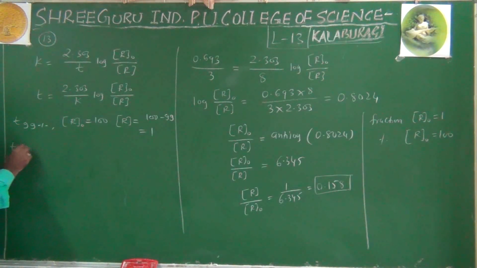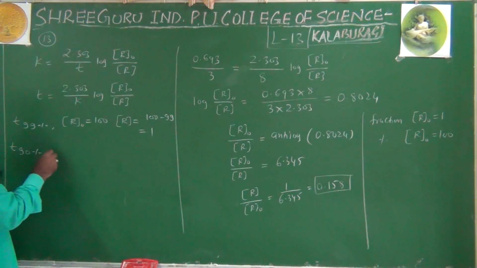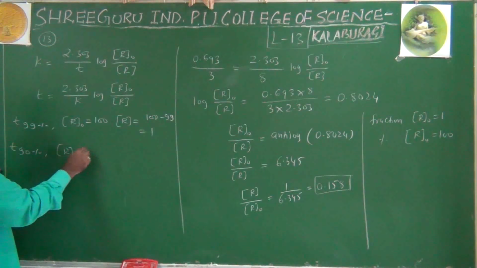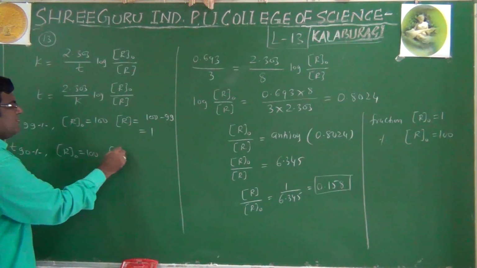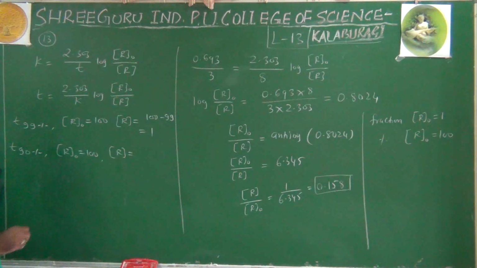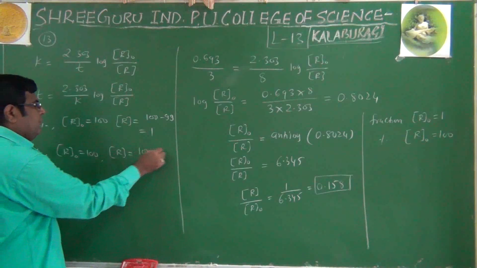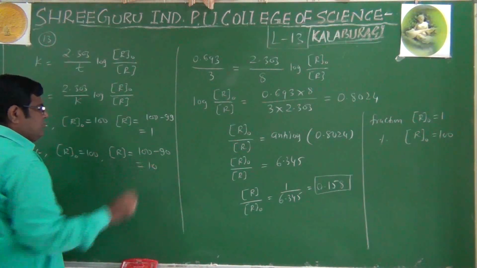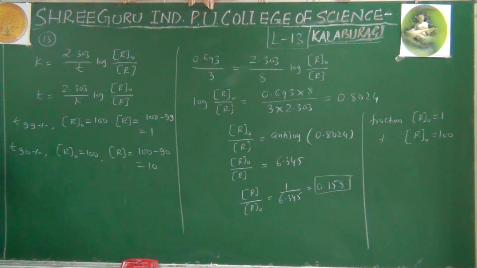And for t 90%, because these two time periods are mentioned in the question, R0 is once again 100, and R equals 100 minus 90, that is equal to 10. So we are getting these values. Now we will take the ratio of t 99% divided by t 90%.